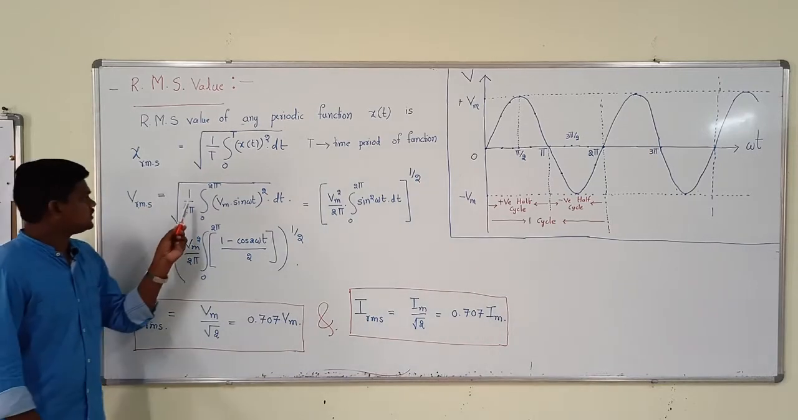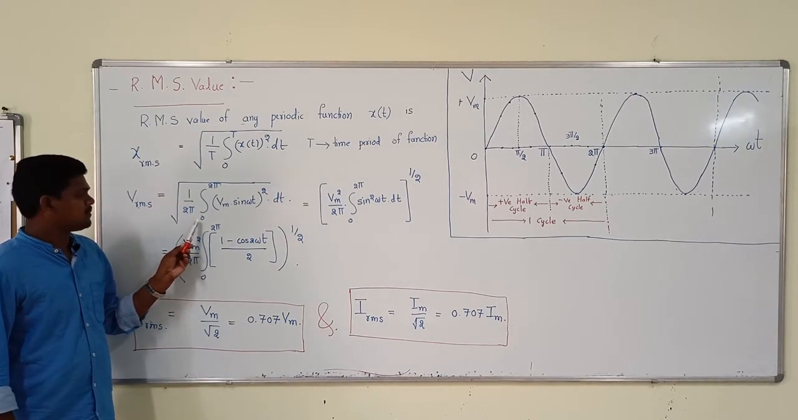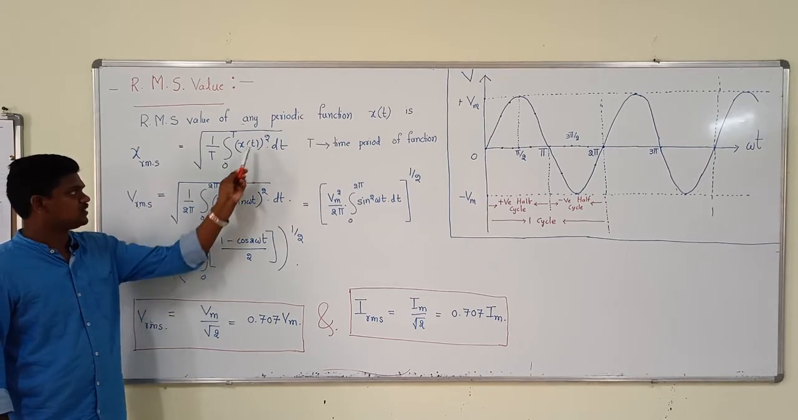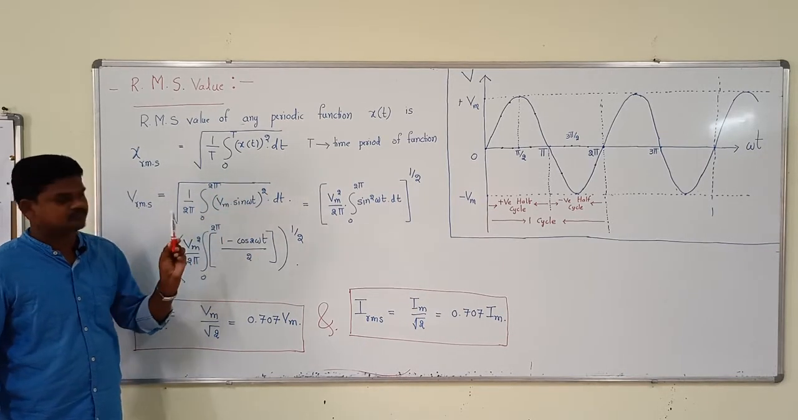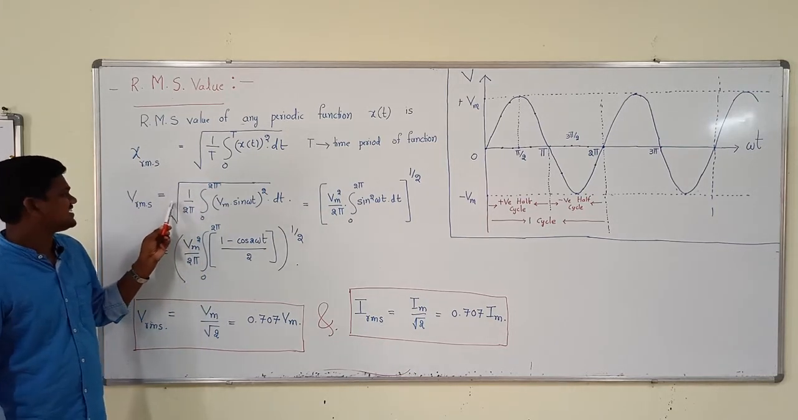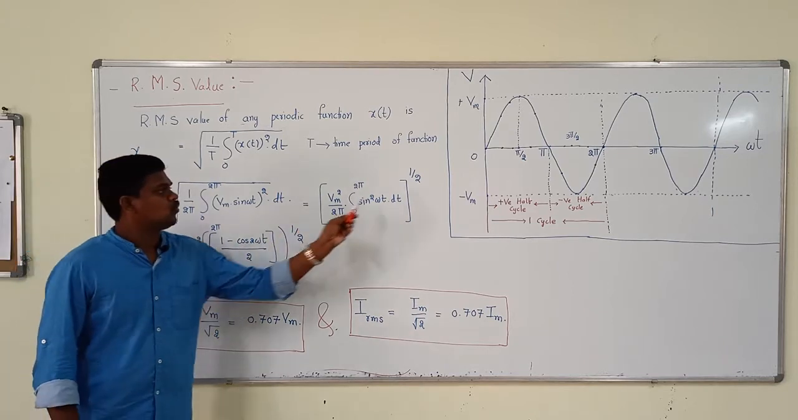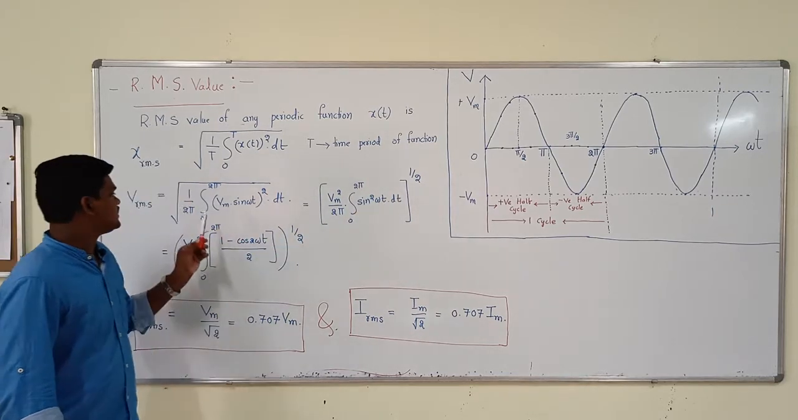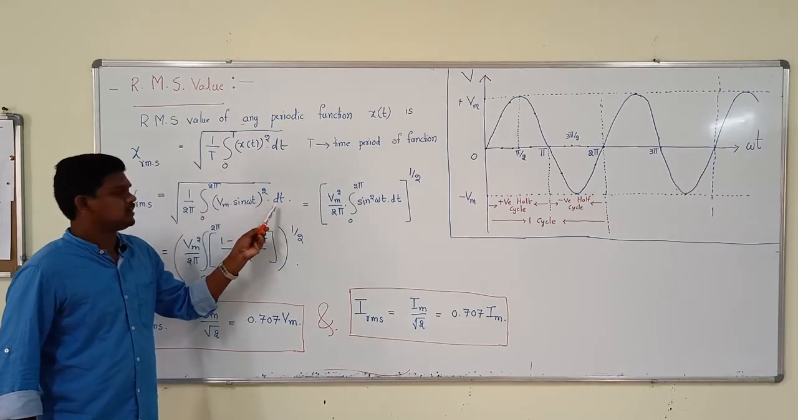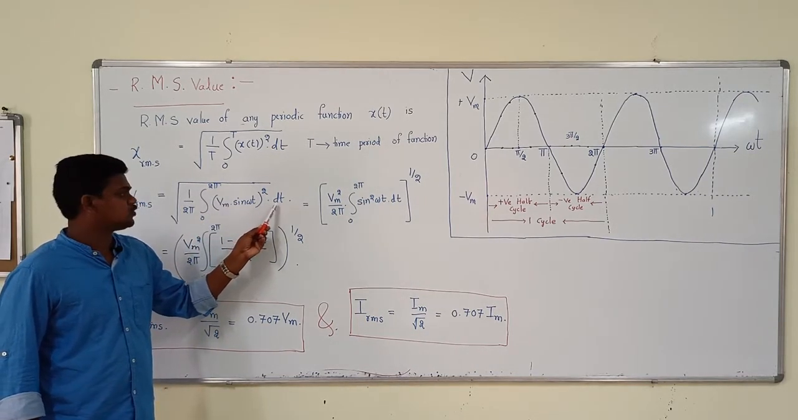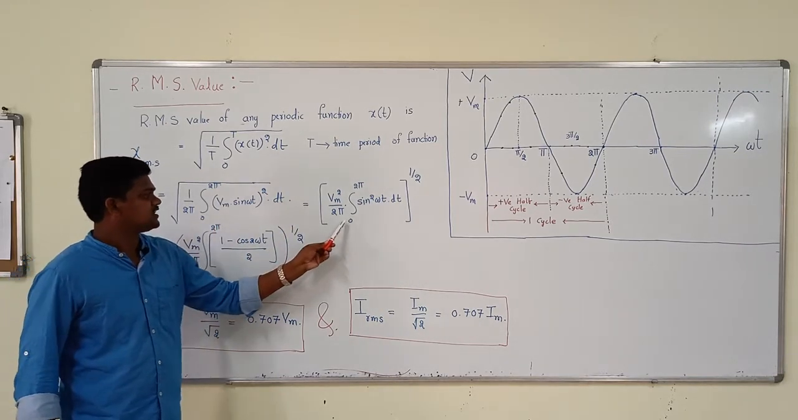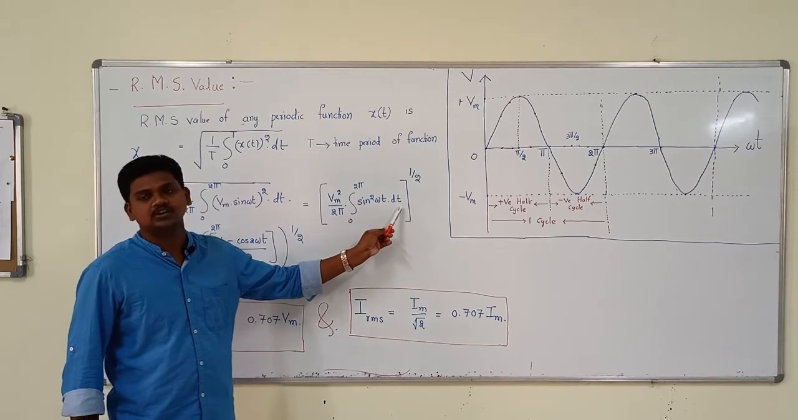Here it is 1 by 2 pi, and over the time period 0 to 2 pi, x(t) is Vm sin omega t, squared, dt. To make the simplification easy, take the square root as the whole power 1 by 2. Vm is a constant value, since we are integrating with respect to t, so Vm comes outside: Vm squared by 2 pi, integration of 0 to 2 pi of sin squared omega t dt.